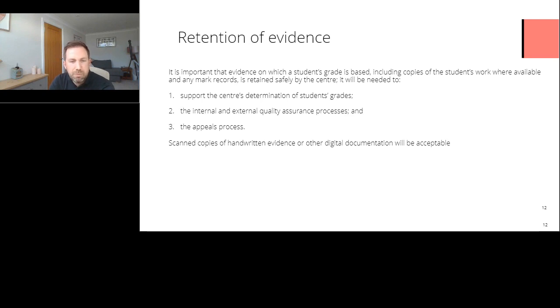And crucially, it's really important in terms of the appeals process. So there's lots of detailed guidance setting out how the appeals process will work, again in the JCQ guidance that I've mentioned previously, and the retention of evidence is really important to help support centres through that appeals process, but importantly to help students understand what evidence has been used to derive their grades, and inform any appeal that they may wish to take. And just finally to mention that any kind of scanned copies of handwritten evidence or any kind of digital documentation will be accepted and is acceptable in terms of the retention of evidence this year.